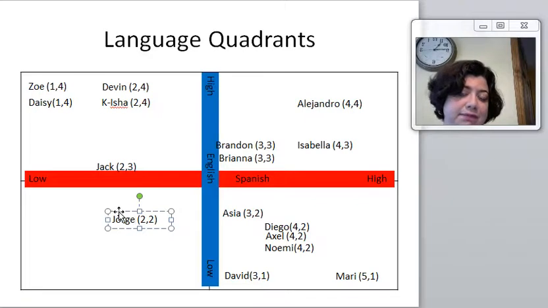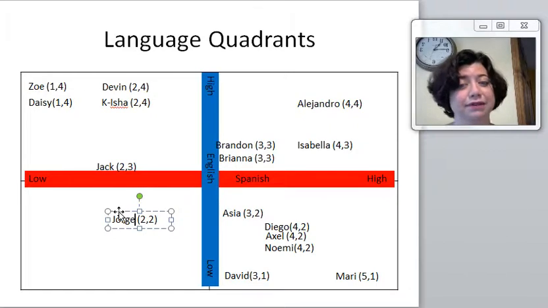Now, this does not mean that poor Jorge doesn't have any language. Of course he has language, but Jorge uses both of his languages. And so when we think of him as a holistic bilingual student, I'm not worried at all. If I were just looking at his Spanish or his English, I might be worried. I might say, oh, Jorge is not proficient in either language. Oh no, what will we do? We're not going to really worry about Jorge.